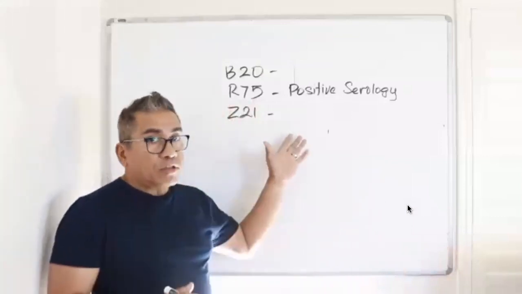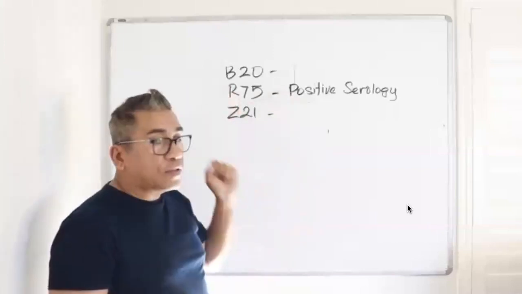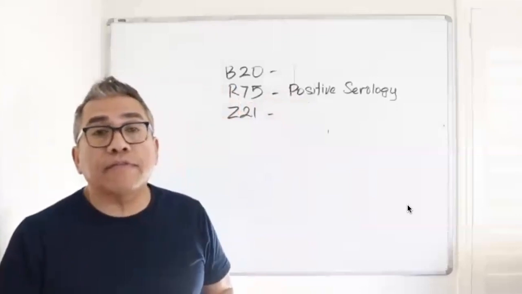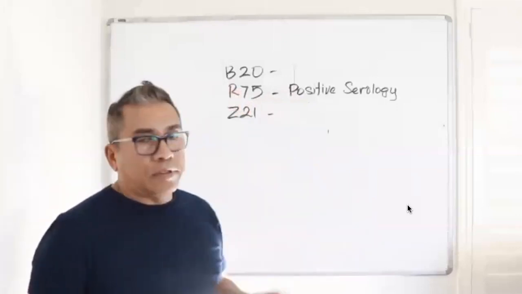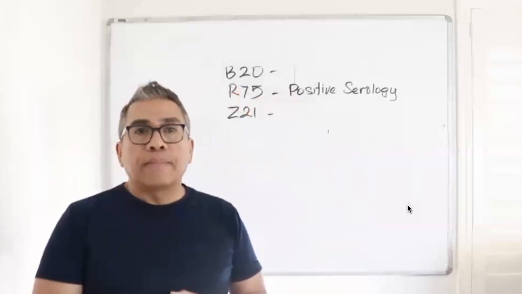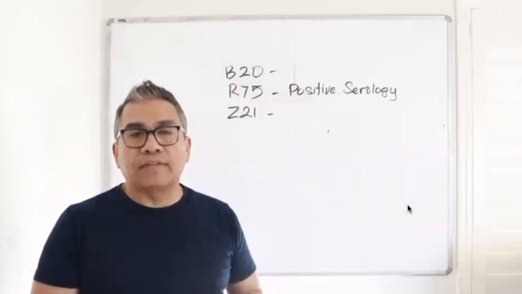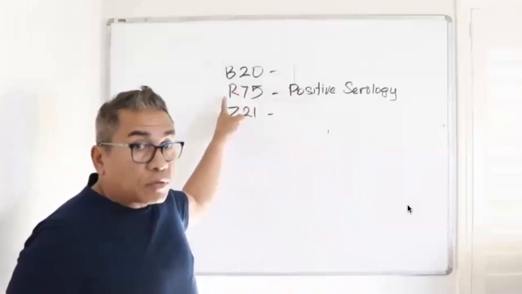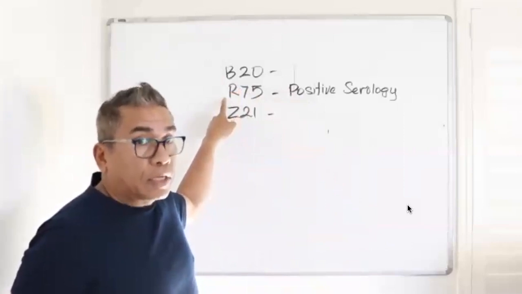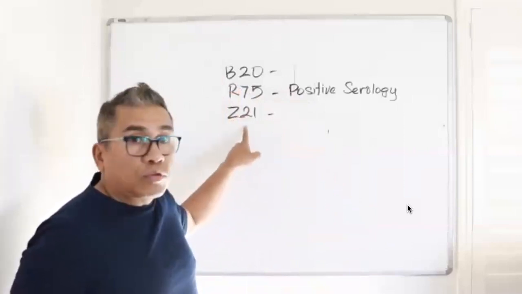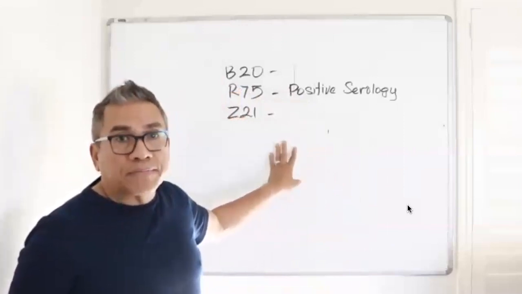So what I'm trying to say here, guys, is look at the statement, look at the chart. If the chart says the patient had a history of an HIV-related condition, automatically assign this code B20. Okay, does that make sense? Because once AIDS, always AIDS. Positive serology is not AIDS. It's not HIV. So please remember that. The Z21 is HIV asymptomatic.